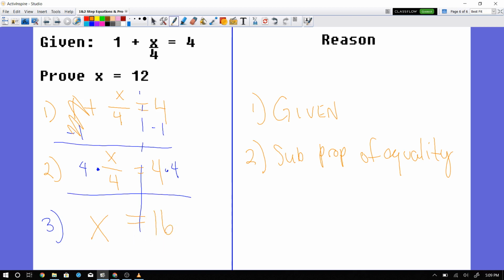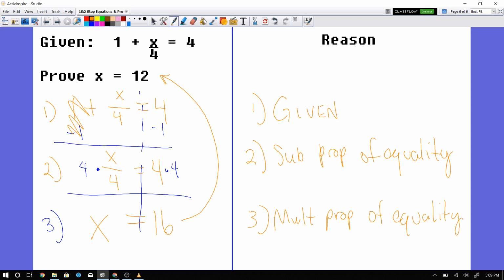Okay, interesting, because this answer does not match with this. So let's see which is right. But first, let's go to step 3. What do we do on step 2 to get to step 3? Looks like we multiplied both sides by 4. We did it to both sides. So, multiplicative property of equality.